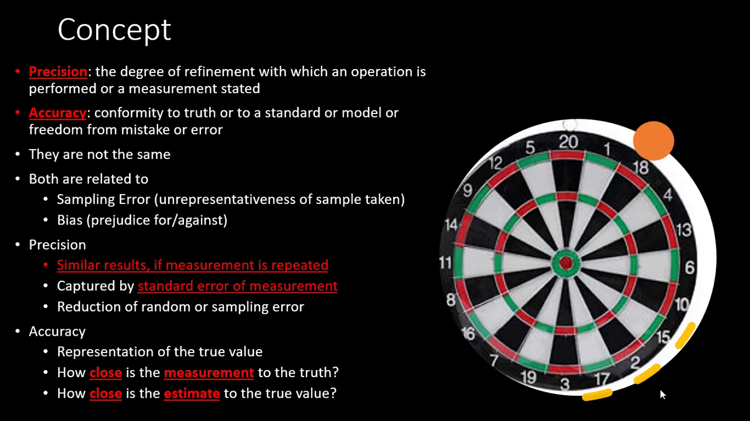So precision can also be captured by using the standard error of measurement. You can compute the standard error of measurement with some statistical procedures. So you can use that to calculate how precise your measurement is. If you take care of precision and you try as much as possible to increase your precision, then you are doing well in reducing random or sampling error.